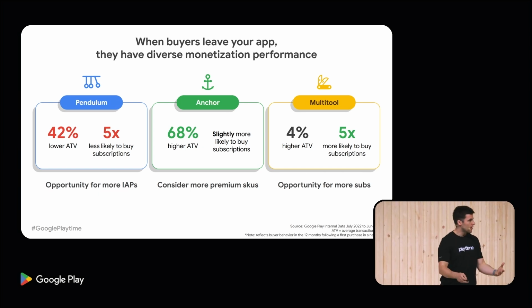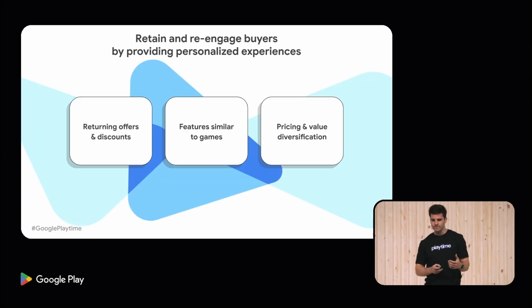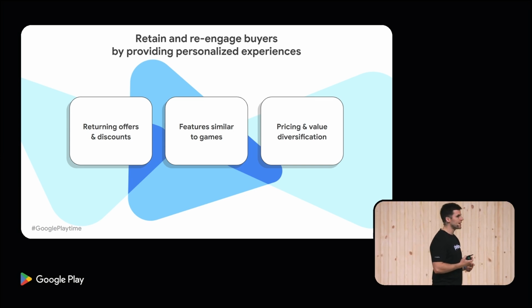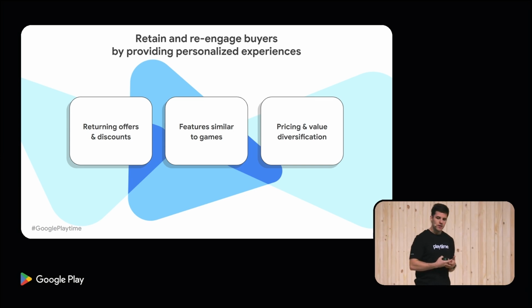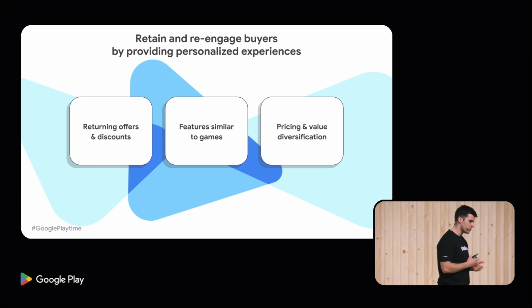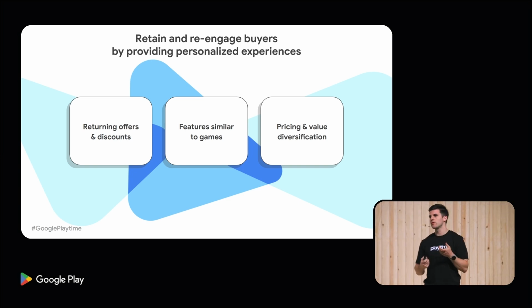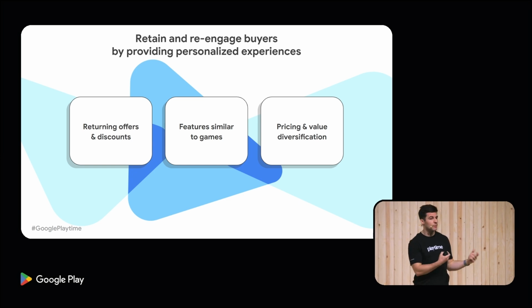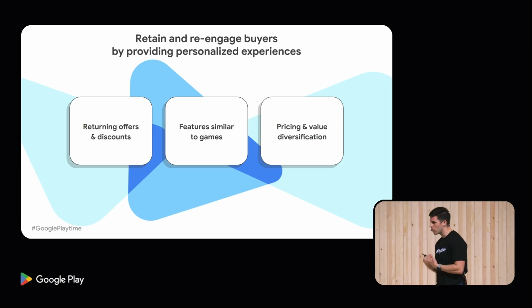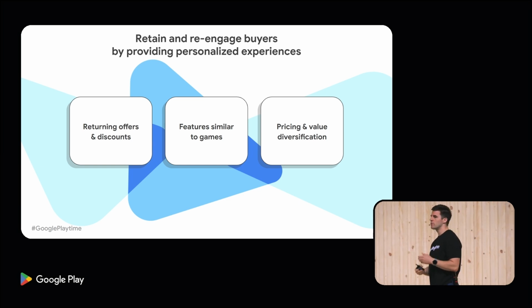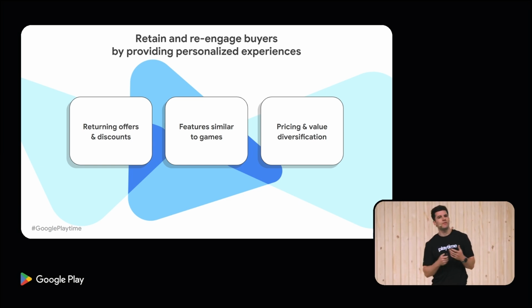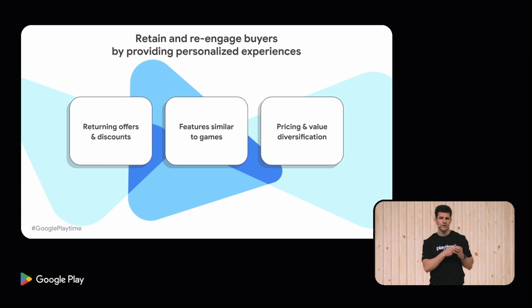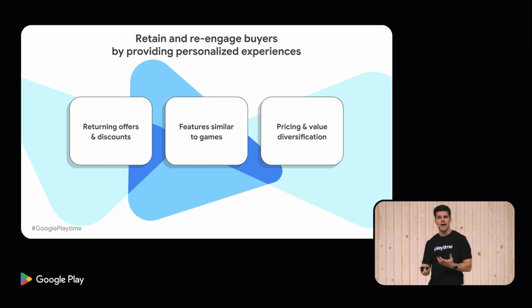So that was a lot of numbers. What can you do about this? Well, in order to retain and re-engage your churned buyers, you need to provide them with personalized experiences. This could be returning offers and discounts based on either where your new buyers are coming from, where they go on to next, or what they're purchasing next. It could also look like creating features that are similar to games. Anecdotally, we've seen that games represent a very large percentage of inflow and outflow across many categories. So, what are you going to do to capitalize on that?